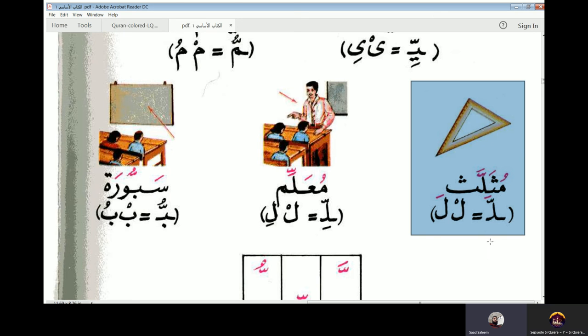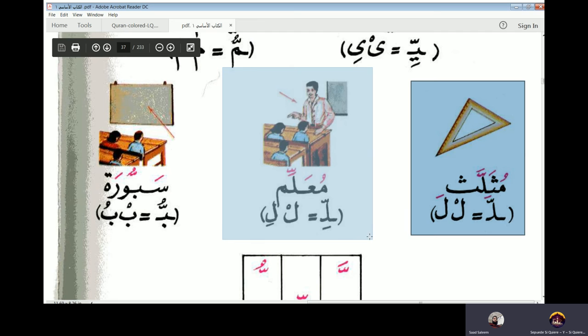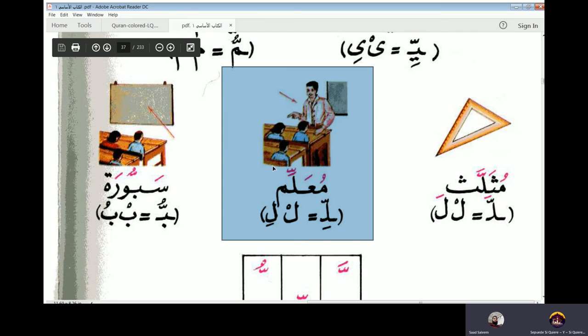Good. Muallim. Muallim is a teacher. Yes. You have two lams. Lam Sukun is the first, and the lam Kasra is the second.